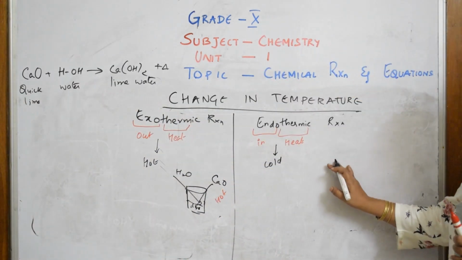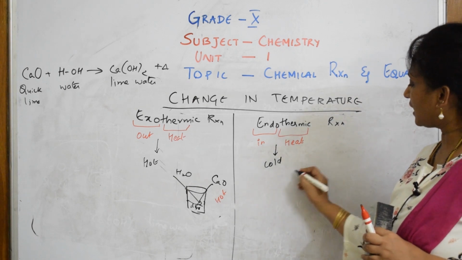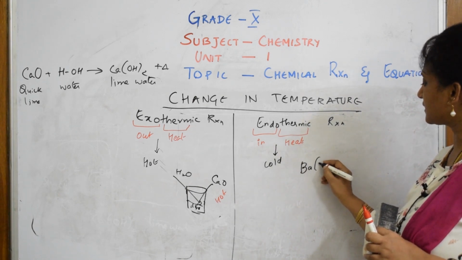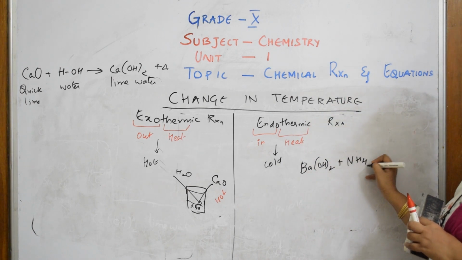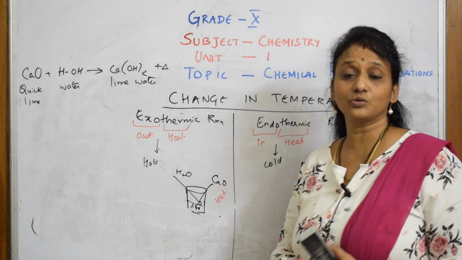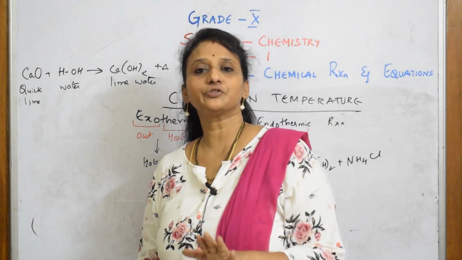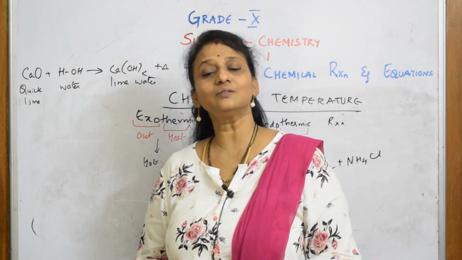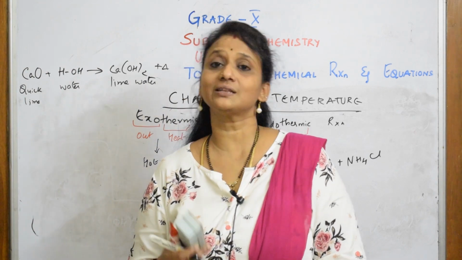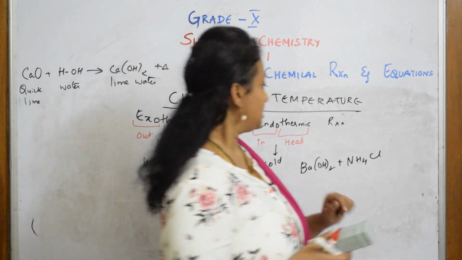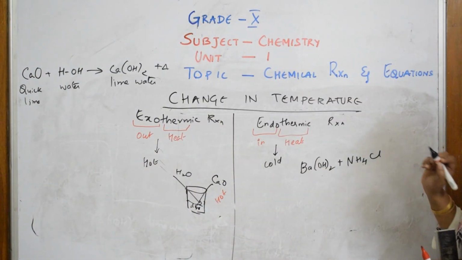Here, when I have to speak about an endothermic reaction, simple, you're going to take barium hydroxide, and you're going to add to this ammonium chloride. Don't worry about how to remember reactions. I'll be teaching you how to remember the reactions, but as of now, in the first chapter, learn what precipitates are, what evolution of gases is, and where there is a change in temperature. So in the endothermic reaction, I'm going to take barium hydroxide and ammonium chloride, right?